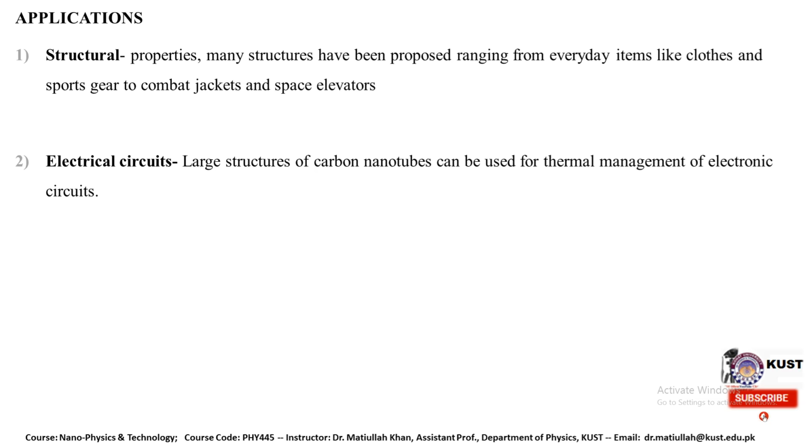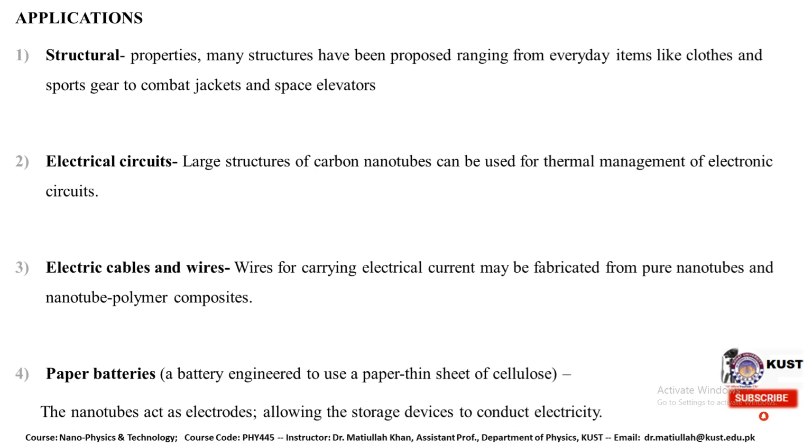It also has interesting applications in electrical circuits. It has interesting electrical properties: the structure of carbon nanotubes can be used for thermal management of electronic structures, and for electric cables and wires carrying electrical current, which may be fabricated from pure nanotubes and nanotube polymer composites. There are also paper batteries, where a battery engineer uses a paper-thin sheet of cellulose. The nanotubes act as electrodes, allowing the storage device to conduct electricity.